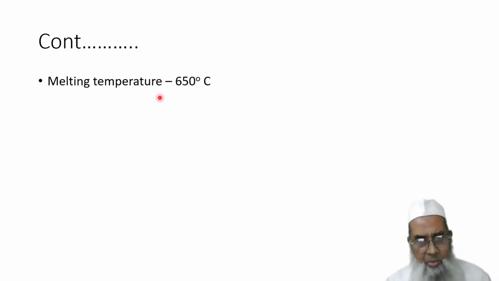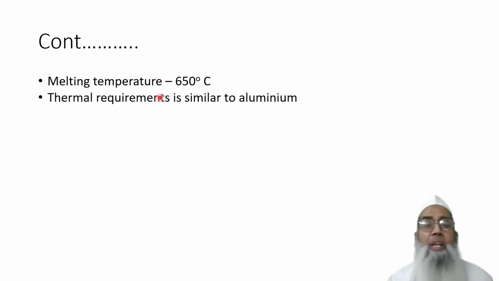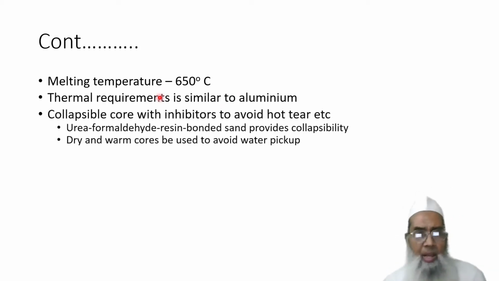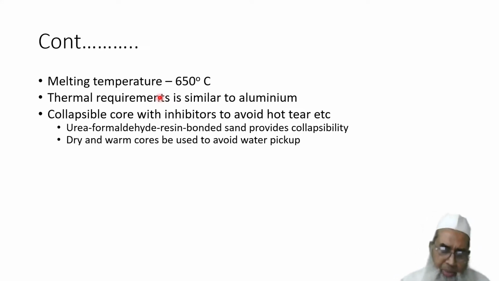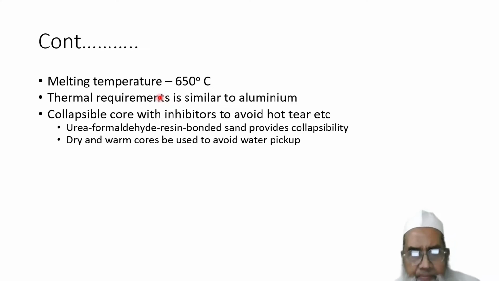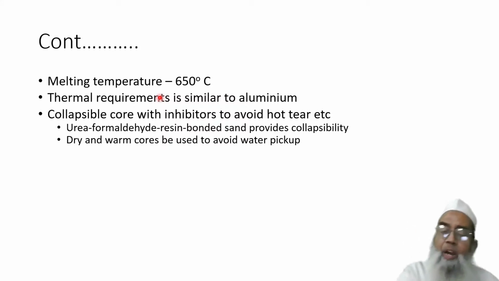Now the melting point is very close to that of aluminium, 650 degrees centigrade, and the thermal requirement is also very similar to aluminium. And as the contraction is high and shrinkage is high, therefore collapsible cores are needed so that hot tears may be avoided. Generally urea formaldehyde resin bonded sand provides collapsibility, and that can be used as core, or dry and warm cores can be used to avoid water pickup. When it is dry and warm, there is less chance to pick up water vapor and deteriorate the quality of the casting.